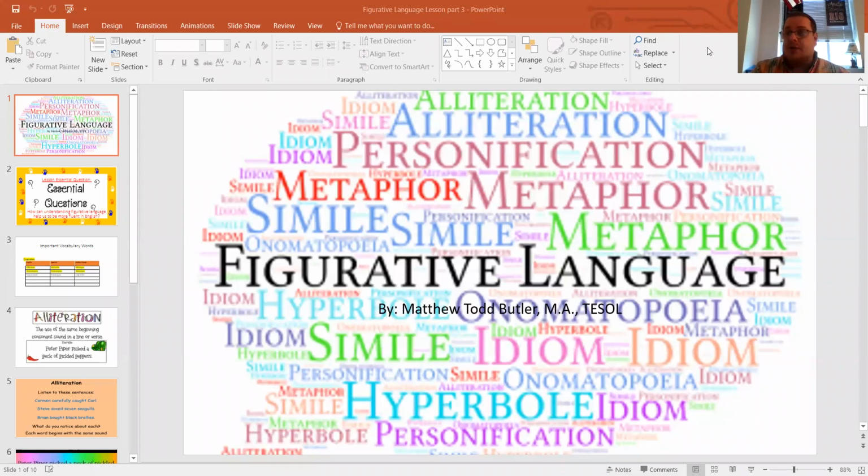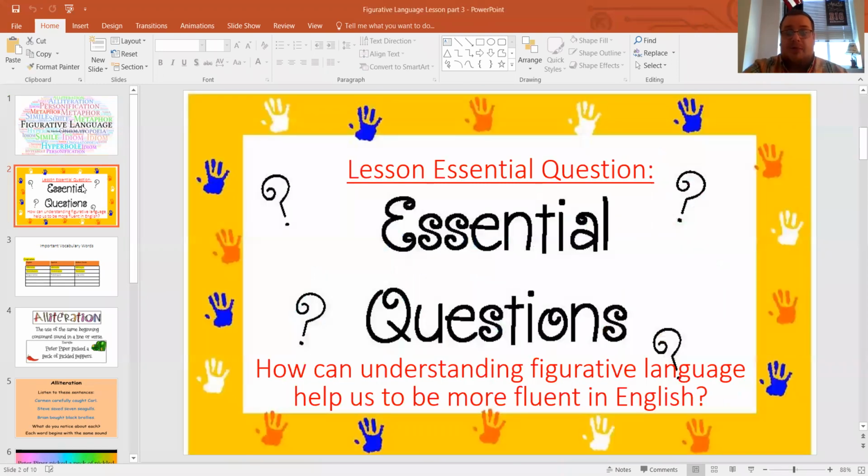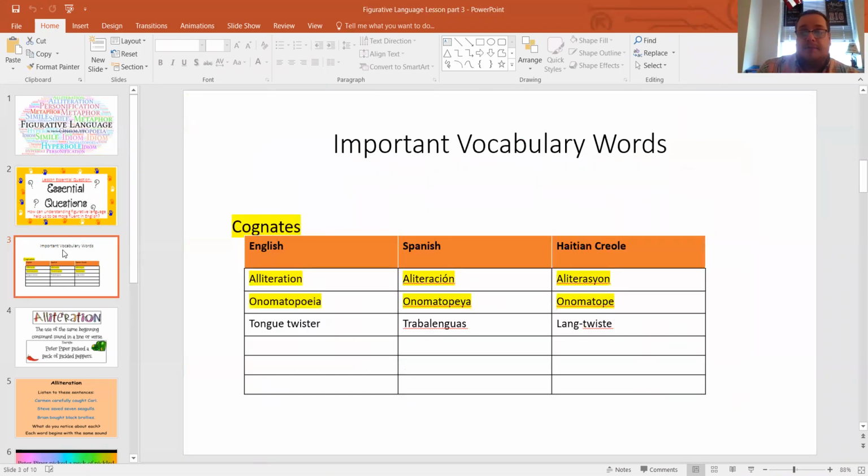I'm going to move my screen up just a little bit so you can see. There we go. All right. So like I said, we're going to learn alliteration, which is right here, and onomatopoeia, which is this really strange word down here. So as usual, we concentrate every week on our lesson essential question, which is this week: how can understanding figurative language help us to be more fluent in English? Just keep that in mind, and our last lesson's coming up, and then we'll be able to answer that question.